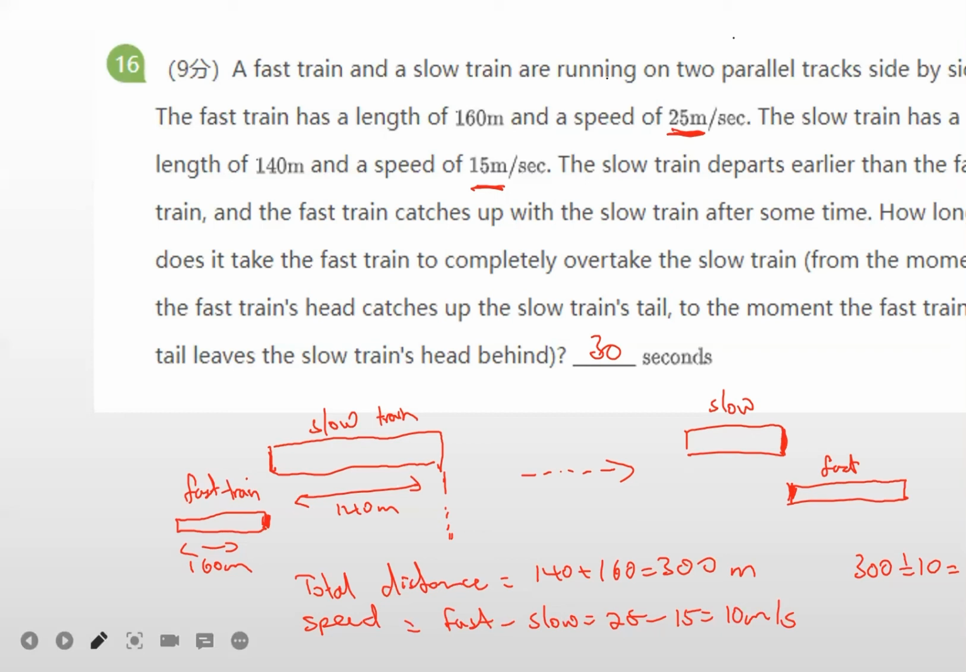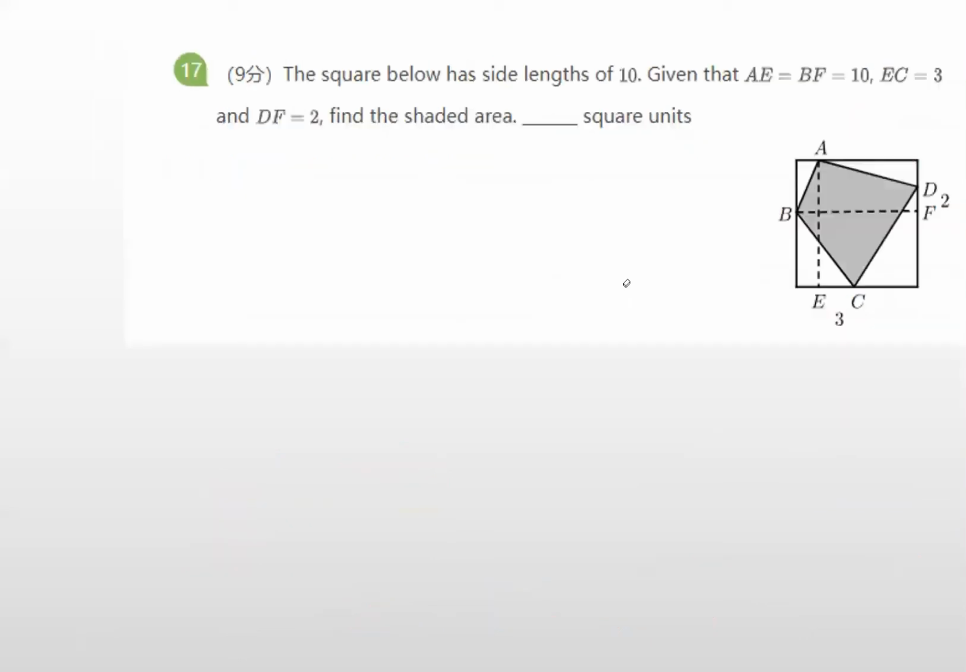Let's look at question 17 now. This is a very easy question in my perspective, if you think the correct way, because you need to think about which way for you to do it. Here we have a square with side length 10, given that AE is equal to BF, so they are equal. EC is 3 and DF is 2. Find the shaded area.